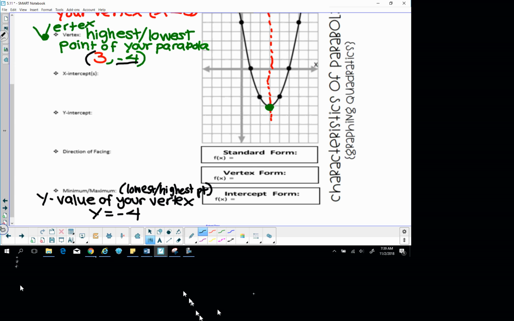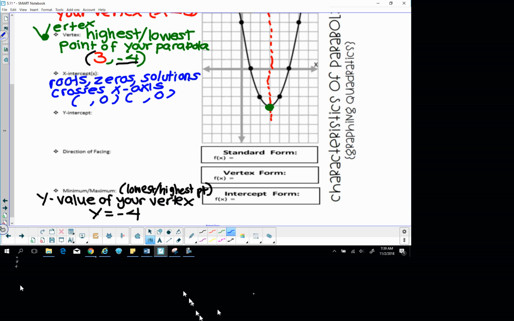Next one's going to be x-intercepts, and the words we use for x-intercepts, and I'm going to be stressing this in this unit, are roots, like roots in the ground, zeros, solutions. Those all mean x-intercepts. And it's where it crosses the x-axis. We always also know our y's are 0.